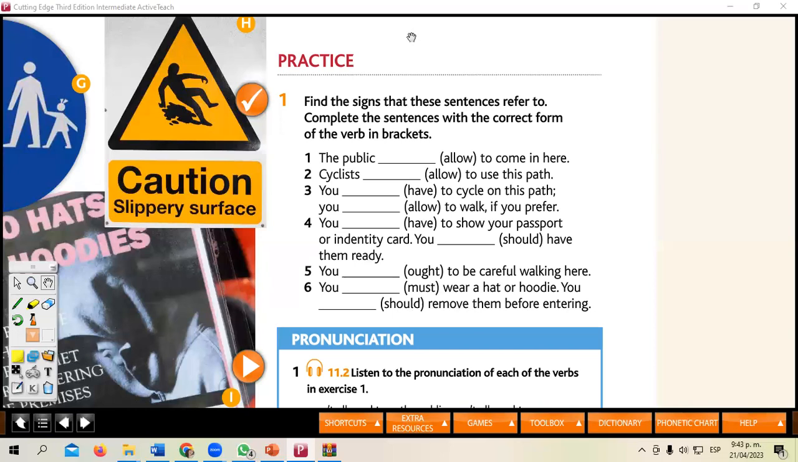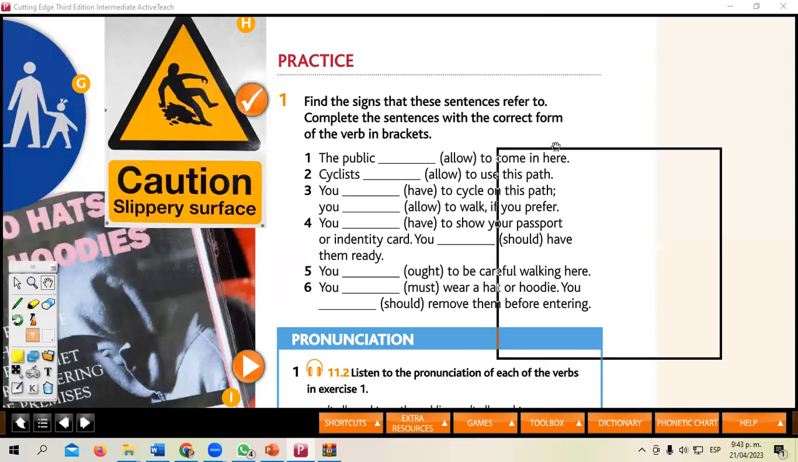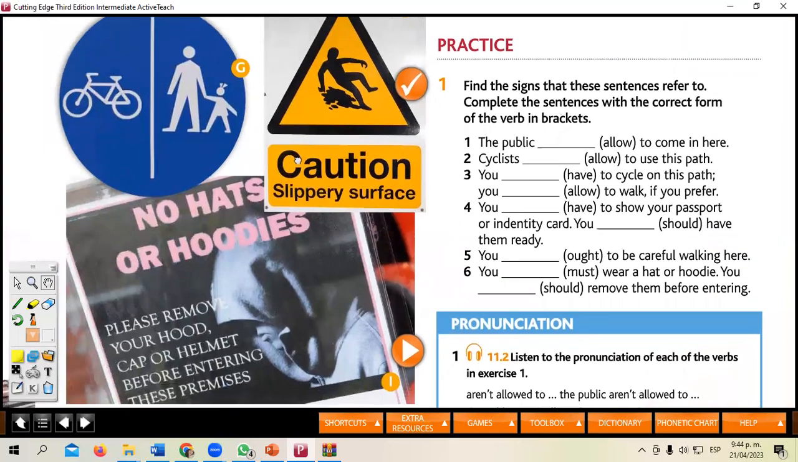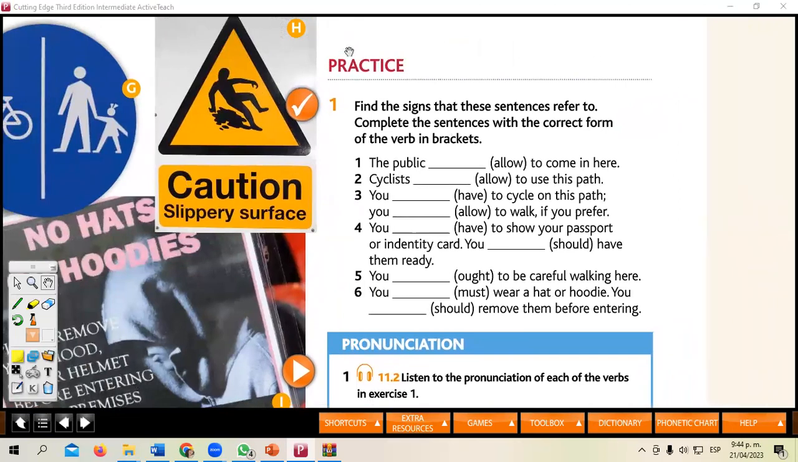Ready? Let's start checking, guys. All right, let's start. Okay, good. With Sergio, the second one. How did you complete the second sentence, Sergio? Teacher, the second one, cyclists are allowed to use this path. Yes, it's correct. Cyclists are allowed to use this path. Correct.